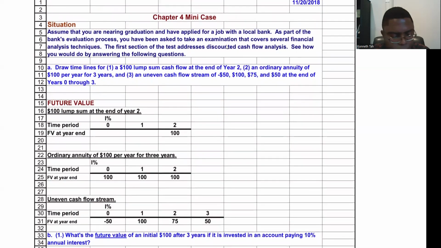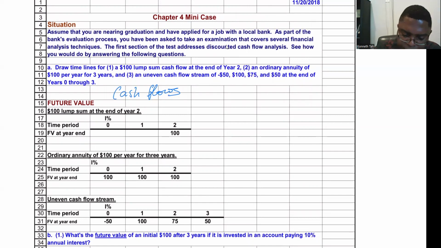So the first thing I want us to understand is that there are different cash flows. There are different cash flows, and based on those cash flows, we calculate present value and future value differently.